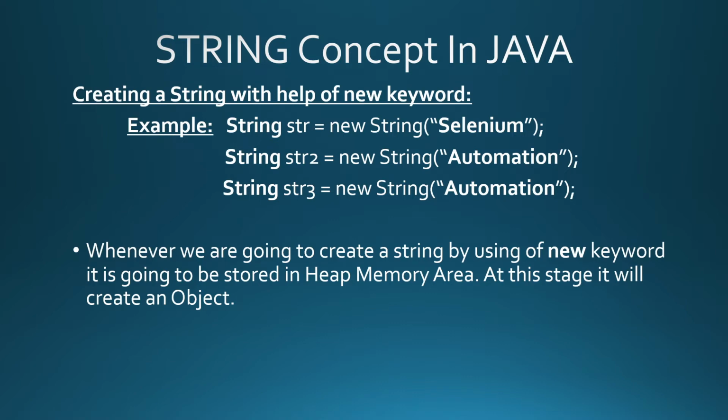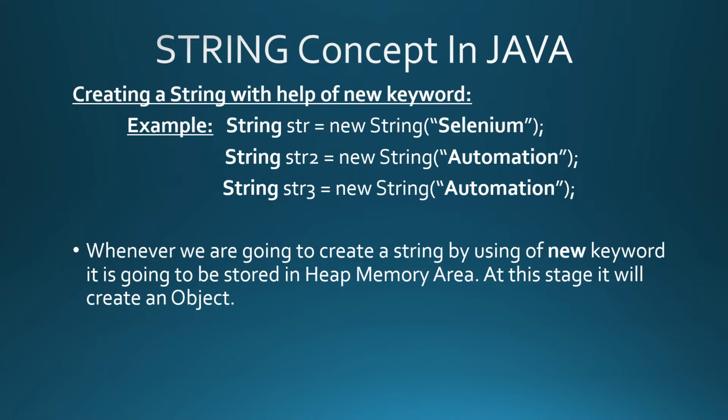heap memory area. Here you can see this description. Whenever we create a string with the help of the new keyword, it is going to be stored in some heap memory area, and at this stage it will create an object. Whereas the string constant pool area won't allow any duplicate objects, if you create a string with the new keyword, it will allow duplicate objects and create a new object for the duplicated string also. This line tells about the same.